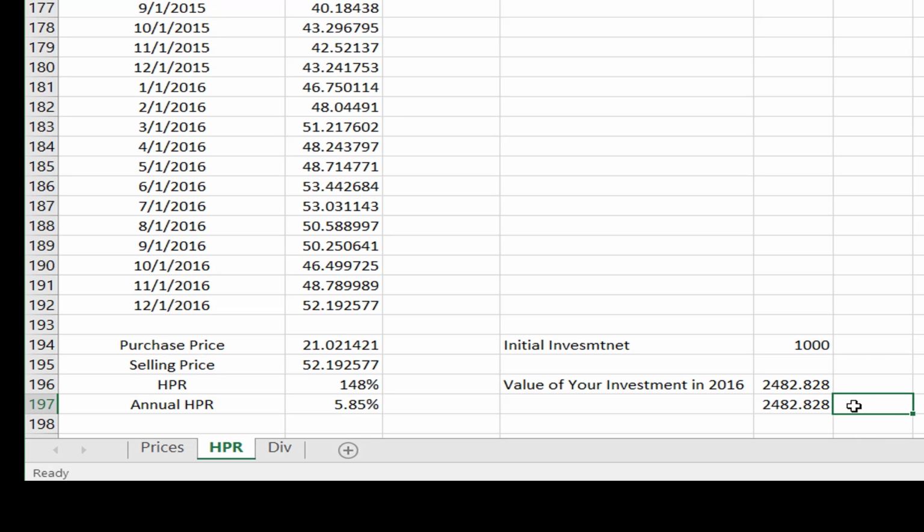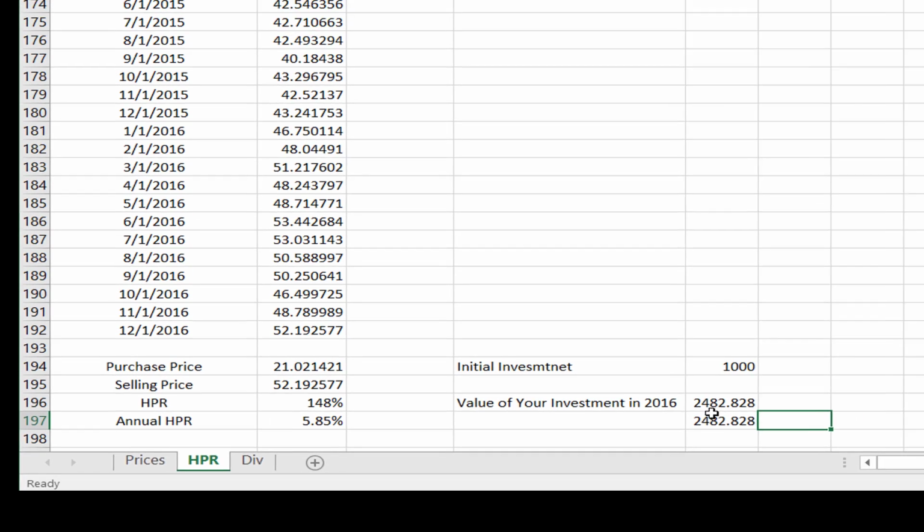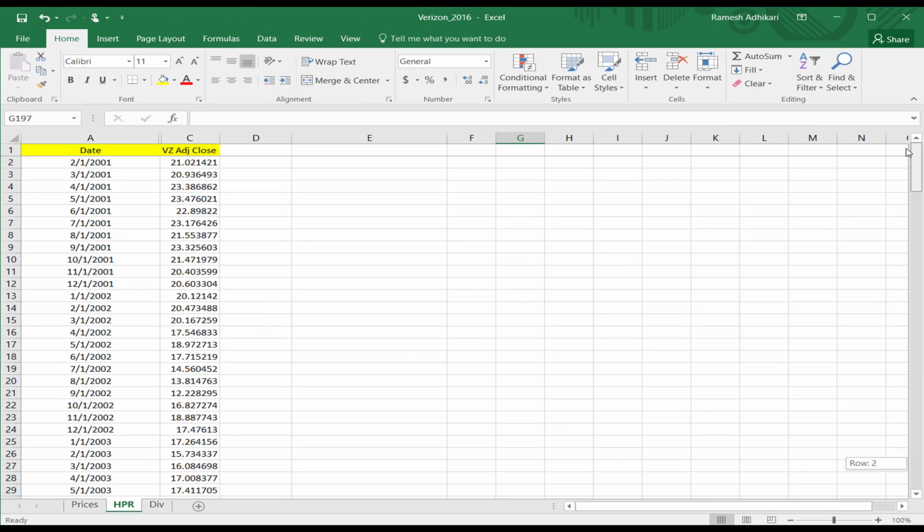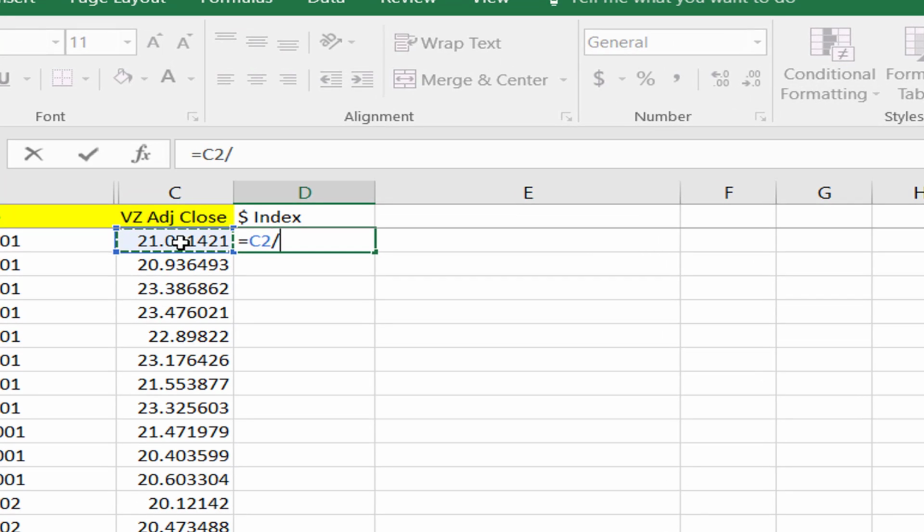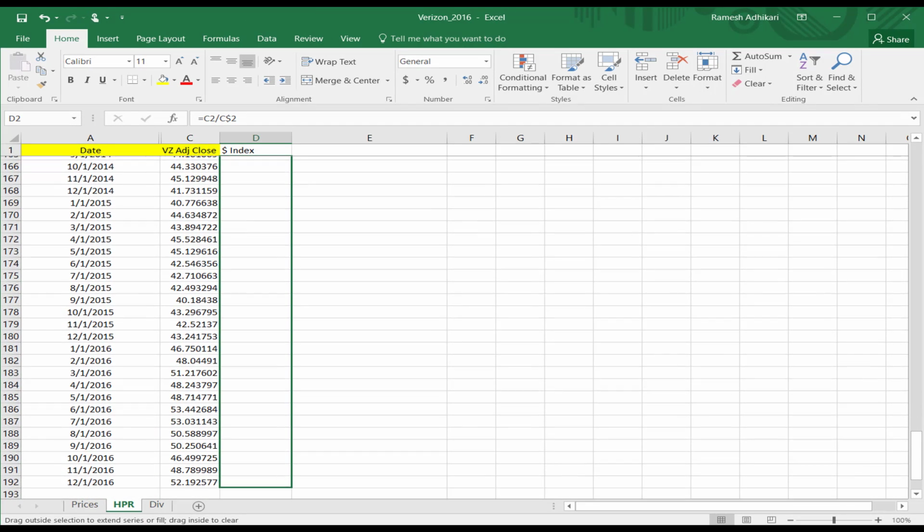But there is also another way you can compute the value of investment in 2016. That is, you can create a dollar index. This is a dollar index. And how do you create a dollar index? That means you divide each of these prices by the beginning period price. So first period price over the first period price, and you fix that first period price in the denominator and you drag it to the bottom, and that gives you the dollar index.